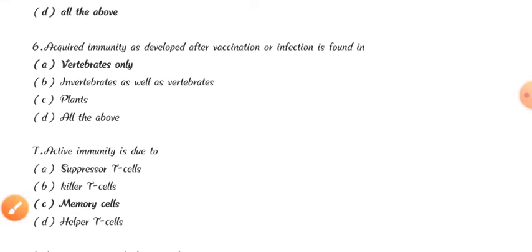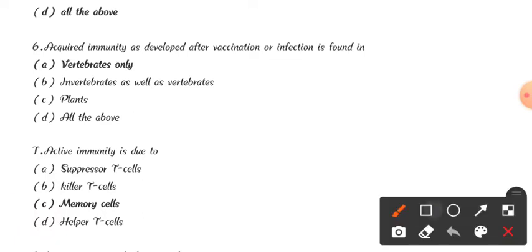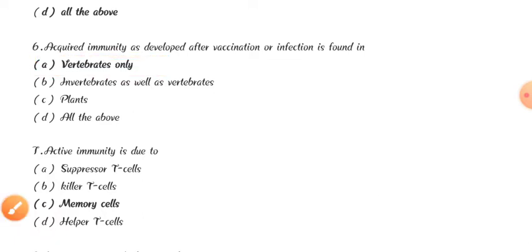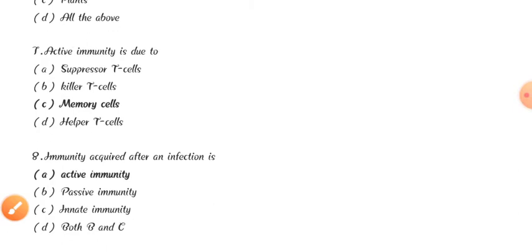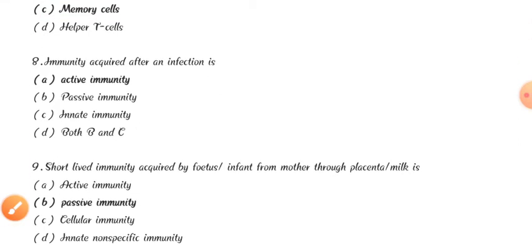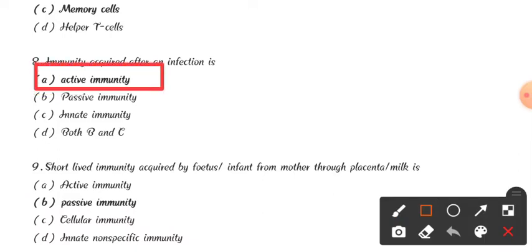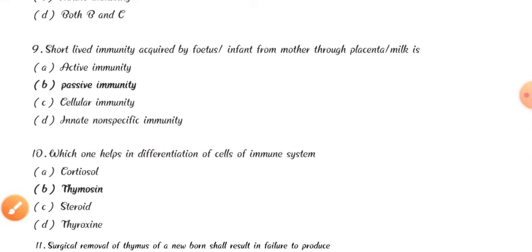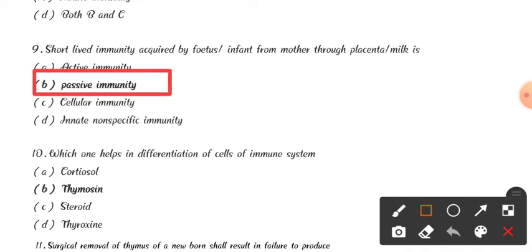Now question number 6: acquired immunity as developed after vaccination or infection is found in option A, vertebrates only, the correct answer. Now next question: active immunity is due to option C, that is memory cells, the correct answer friends. Now next question: immunity acquired after an infection is option A, that is active immunity, the correct answer. Now friends, question 9: short-lived immunity acquired by fetus and infants from the mother through the placenta and milk is passive immunity, option number B, the correct answer.